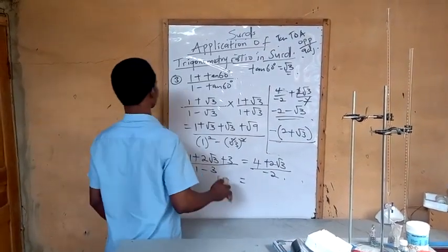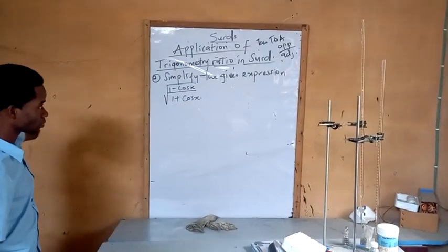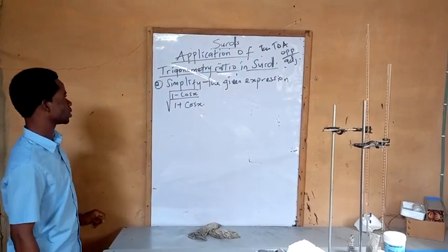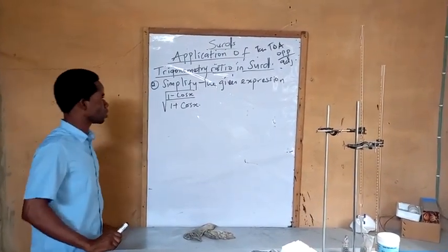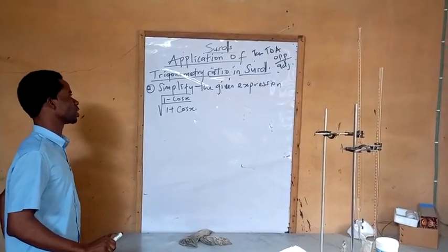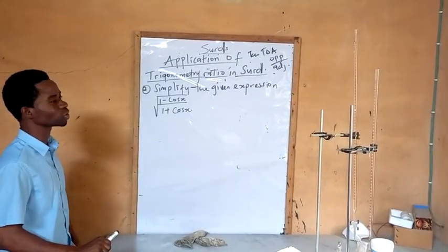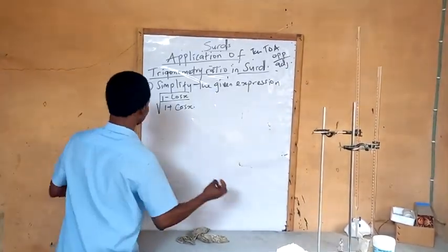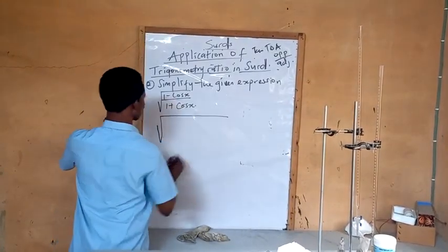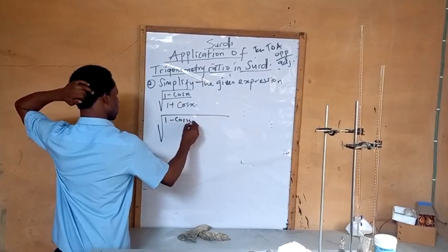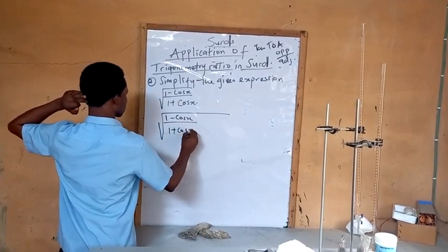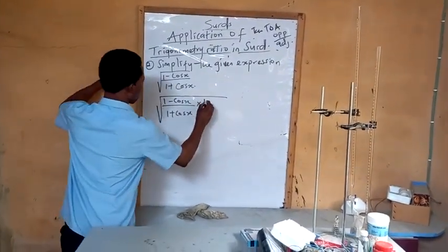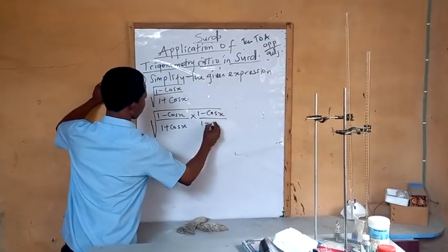Now let's do number 2. It says simplify the given expressions. I give you something like this. This one is not talking about tan, cos 30, cos 60. They just give us straight like this. So the same thing is that we rationalize. So how to rationalize this? You can just extend the square root and say 1 minus cos x over 1 plus cos x. So just multiply by, the plus will change to minus, 1 minus cos x over 1 minus cos x.